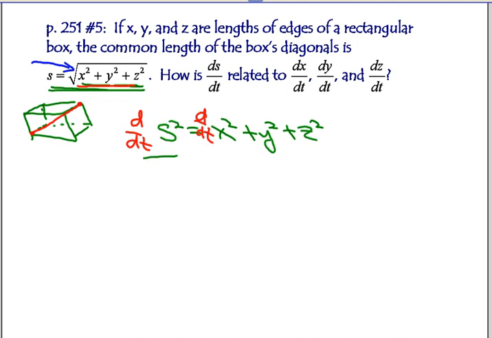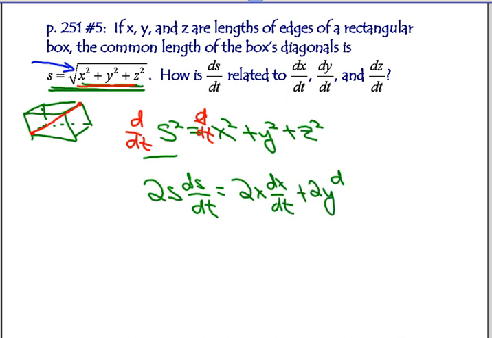Left side, s squared gives me 2s ds/dt. The right side gives me 2x dx/dt, and a 2y dy/dt, and a 2z dz/dt. Immediately, hopefully those 2's stick out. Let's cross those out. And then I notice on the left side I have this s also, and I want to solve for ds/dt, because how is ds/dt related? So I'll divide by s.